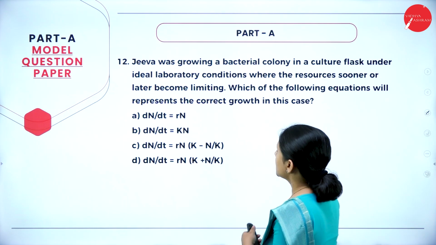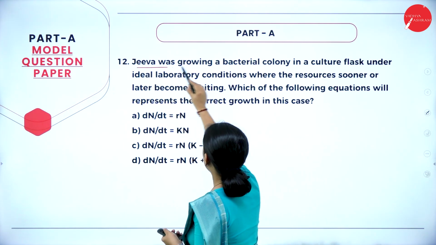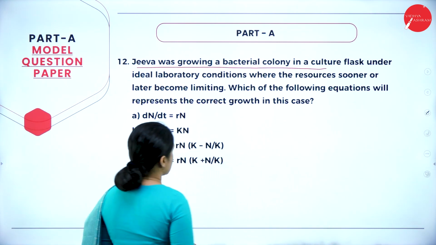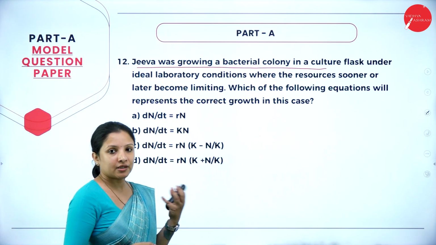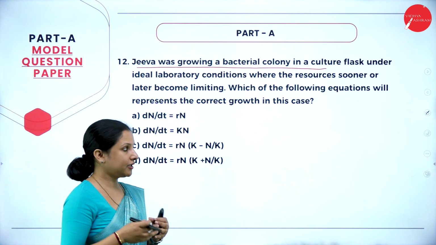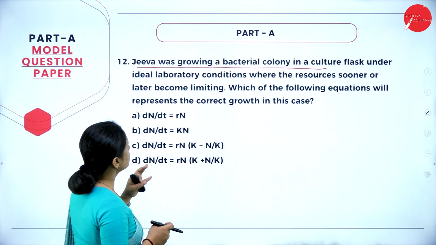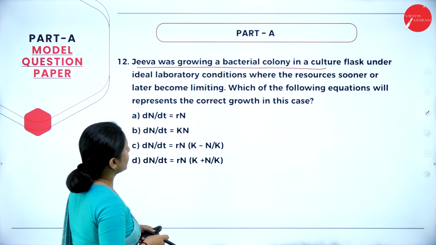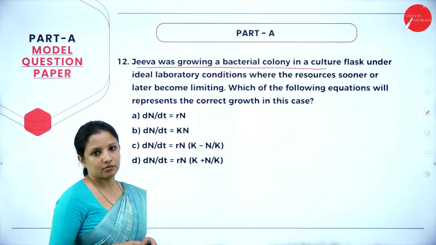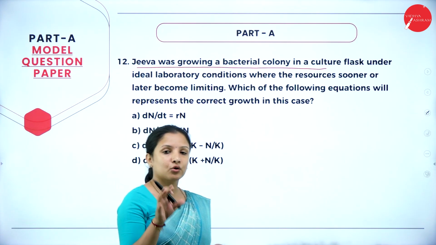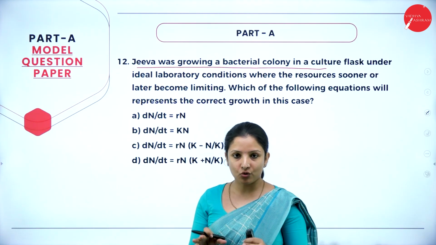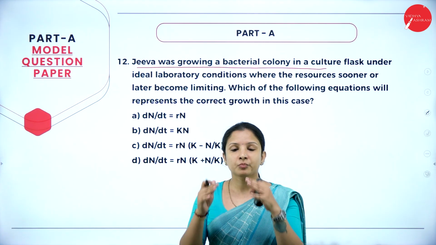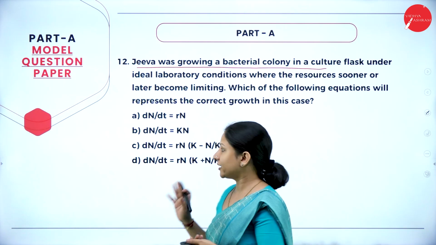So, next question. Jiva was growing a bacterial colony in a culture flask under ideal laboratory conditions. So, what was he doing? In a laboratory, he was growing a bacterial colony where the resources sooner or later become limiting. Which of the following equations will represent the growth curve of the bacteria? So we need to see what the growth of the bacteria is when the resources required for the growing bacteria become limiting or get declined. So that is what the question is.